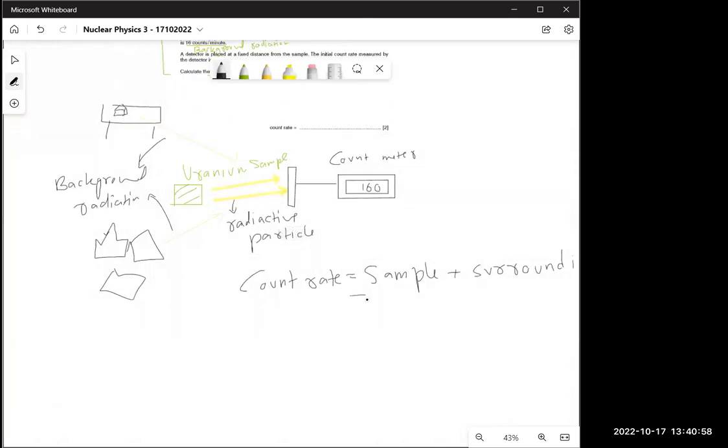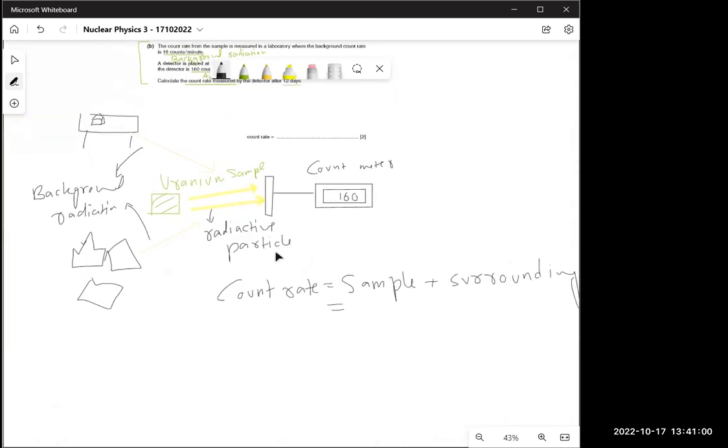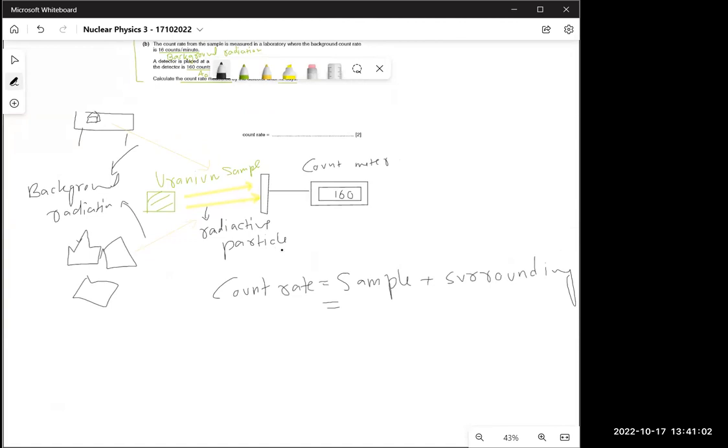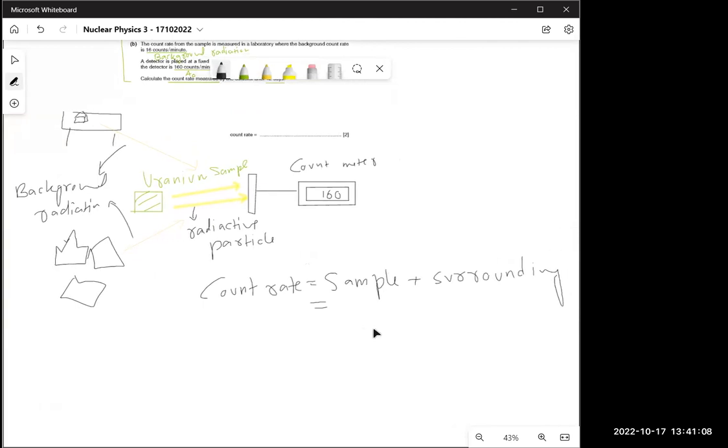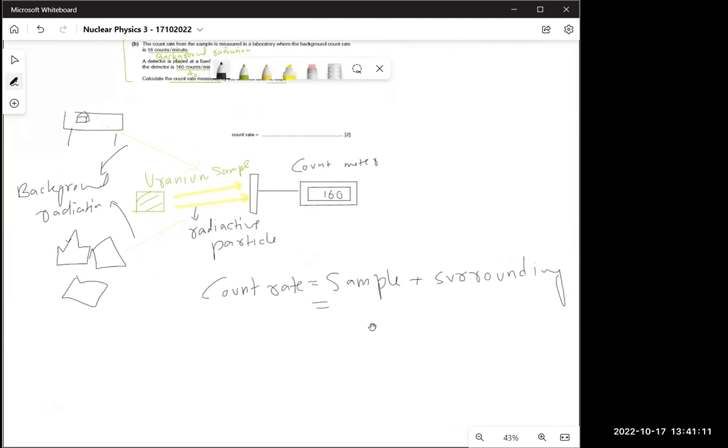Shrey, what is the background radiation? Neha, what is the background radiation? The background radiation is basically the radiation that's already present in the background before the sample was put in there. Exactly, because of the surrounding. It's from the environment, right? It is not from the sample, it's from somewhere else, from the surrounding or from the environment. Fine.